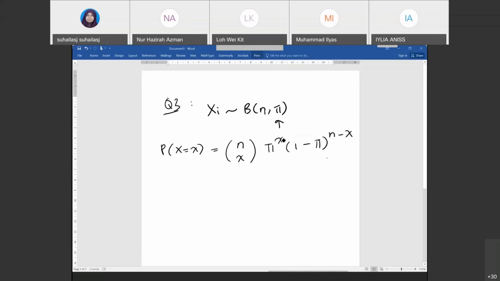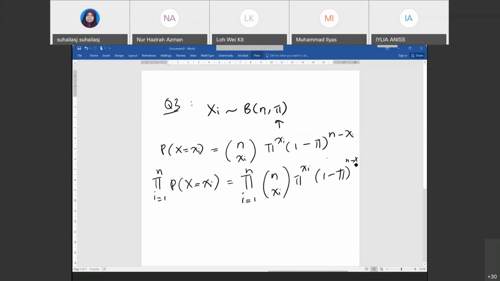Okay. So now kita ada setiap satu tu. Ataupun saya tulis macam ni lah. Xi. So you have xi, ini pun xi, ini pun xi. So kita nak build up kan dia punya likelihood function. So that means you have independent, i equals to 1 up to n, probability x equals to xi. So tambah kat depan ni je. Product i equals to 1, n choose xi, pi xi, 1 minus pi, n minus xi.